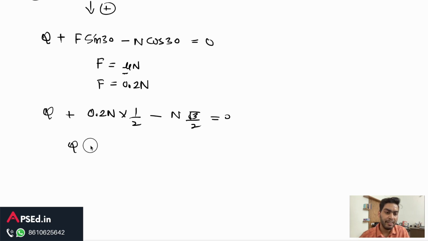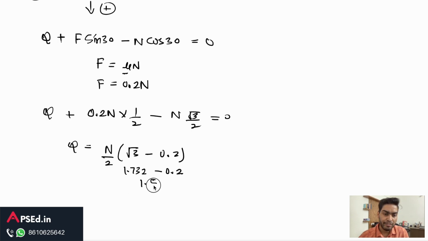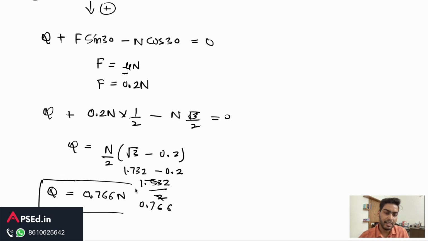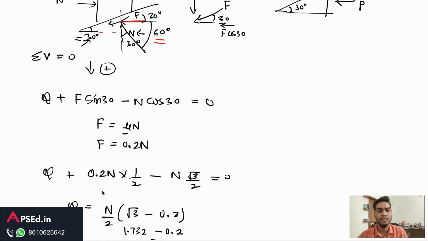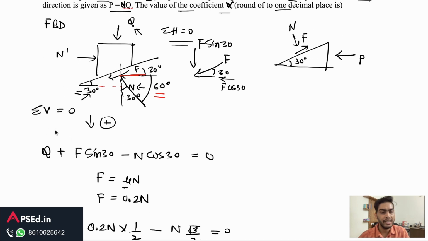So from here we have Q is equal to N times, or N by 2 we can take common. So we'll have root 3 minus 0.2, and we know the value of square root of 3 is 1.732, minus 0.2. So it becomes 1.532, and dividing it by 2 we'll have 0.766. So here it becomes Q is equal to 0.766 N. So this is the relation between Q and N. This is what we got with the vertical equilibrium.